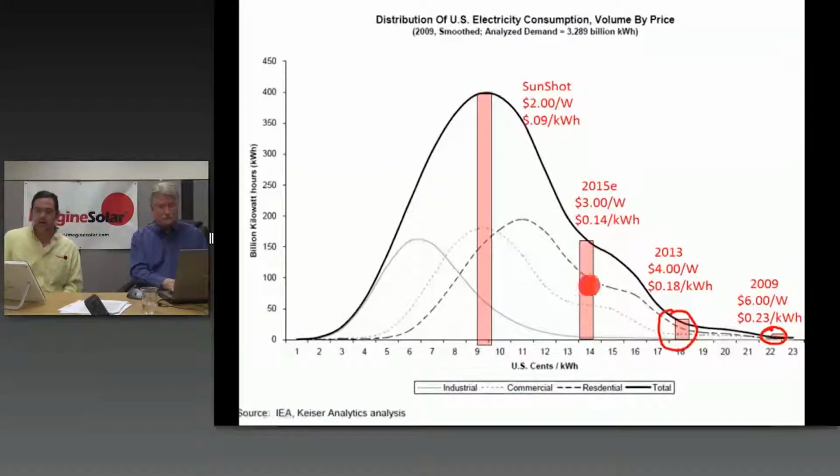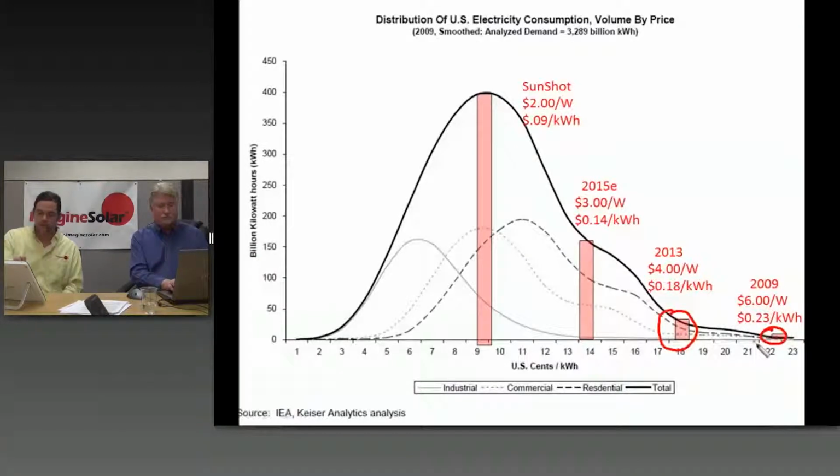So you look at the size of that red bar. The amount of power being sold at 14 cents per kilowatt hour is much greater than the amount of power being sold at 18 cents per kilowatt hour. So it's competitive with that electricity as well as everything behind it on that long tail. And then potentially moving beyond that.